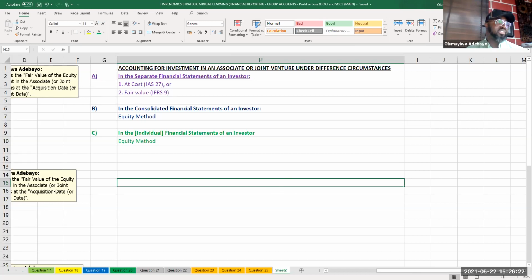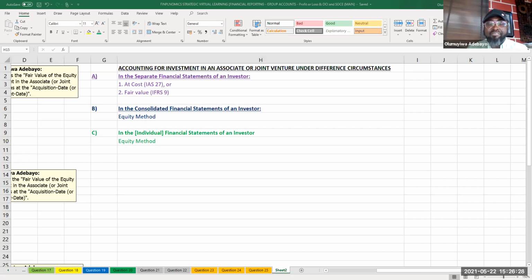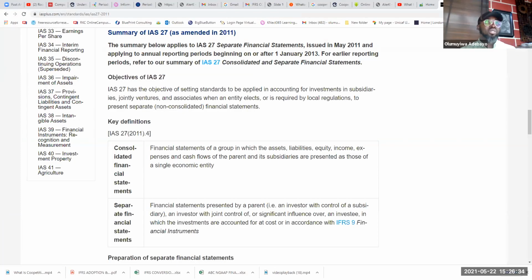Any question before we move further? Now let's see how the standard defines, in IAS 27 and IFRS 10, what is a separate financial statement and what is consolidated. Who can read this for me? What is consolidated financial statement and what is separate financial statement?